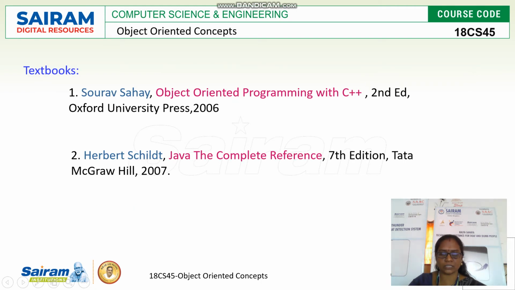Before going further, first we see the textbooks of this subject. The first textbook is by Sourav Sahay, titled Object-Oriented Programming with C++, second edition, Oxford University Press, 2006. This will cover your entire first module. Then the second module to the fifth module will be covered by the second textbook, Java: The Complete Reference, by Herbert Schildt, 7th edition, Tata McGraw Hill, 2007. These two are the important textbooks given by the university. I hope it is understood.